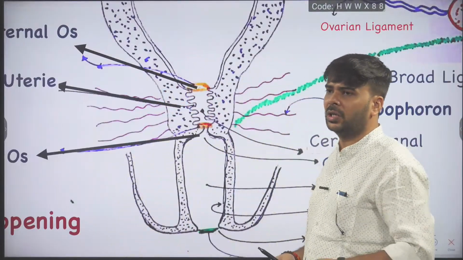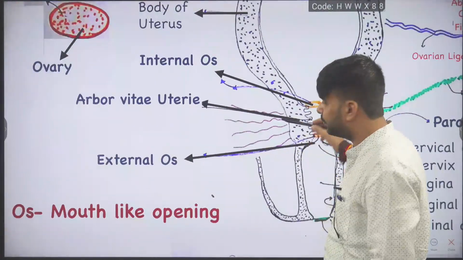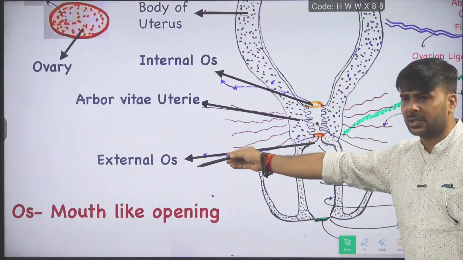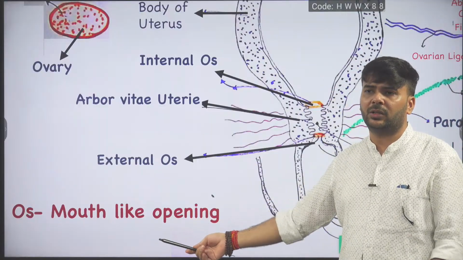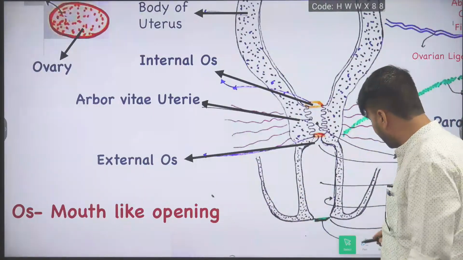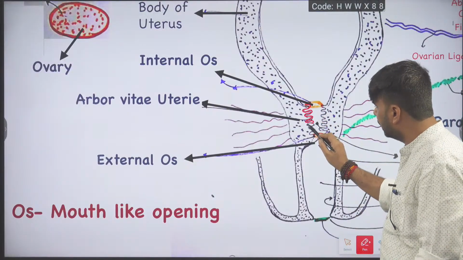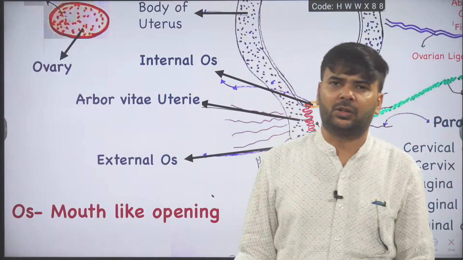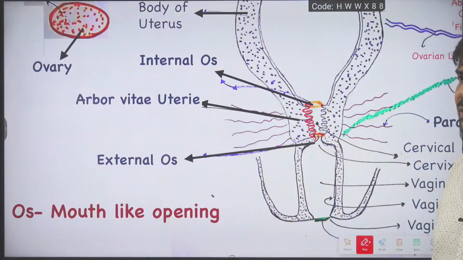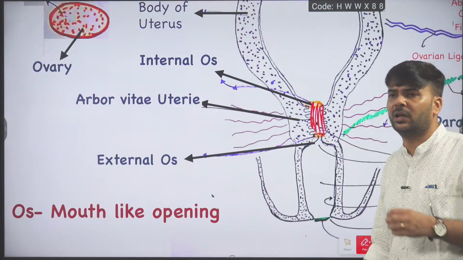The internal opening is called the internal OS. The external opening is called the external OS. Important: internal OS, external OS. OS means mouth-like opening. Now here, if you observe carefully, you'll see the foldings. These foldings are called arbor vitae uteri, or simply cervical folds. These cervical folds release cervical mucus.